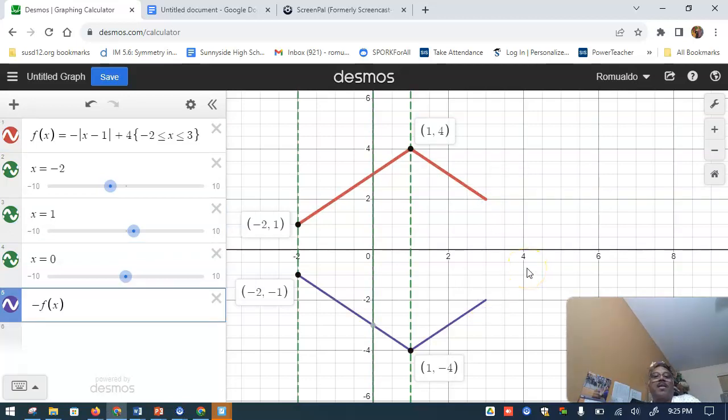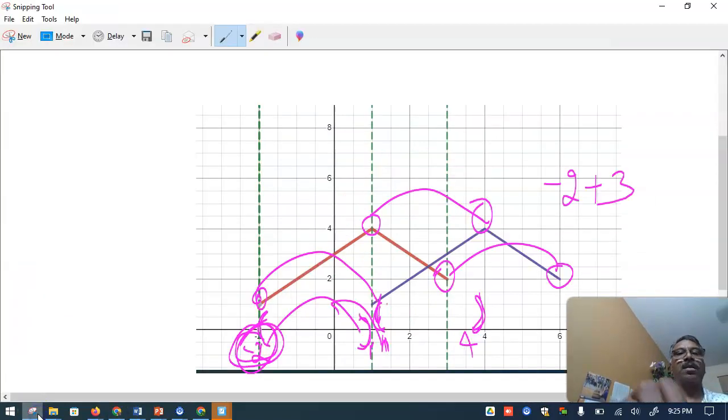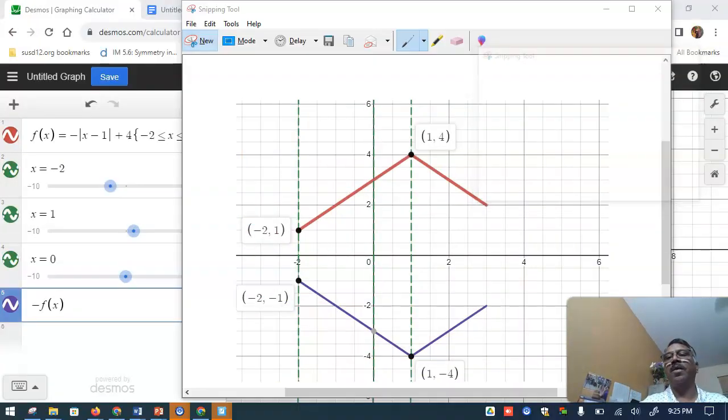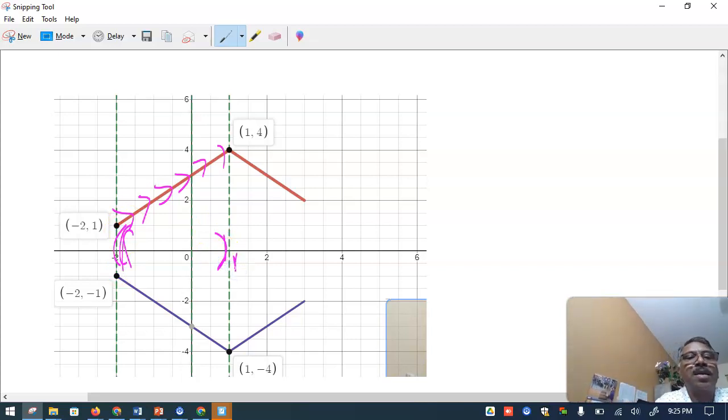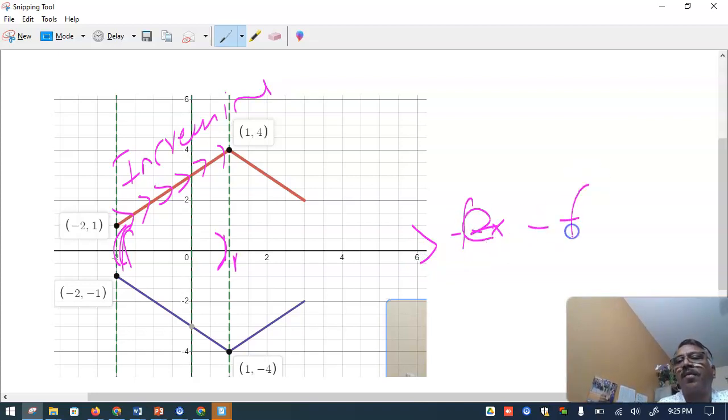So what conclusion can we make here? The graph was increasing in the interval -2 to 1, correct? But now, because of the reflection over the x-axis, so we did minus of f of x, this was increasing and now it is decreasing.